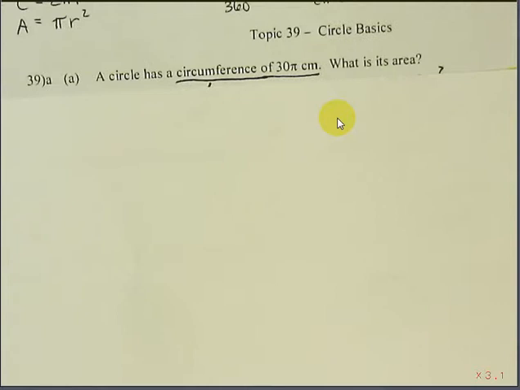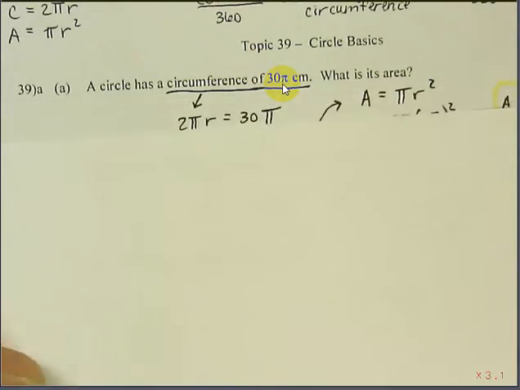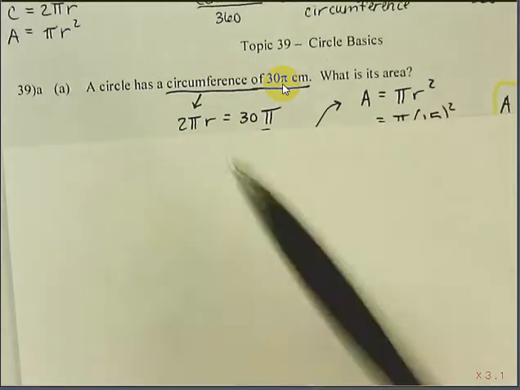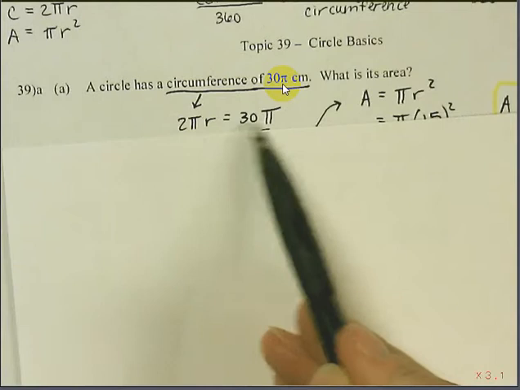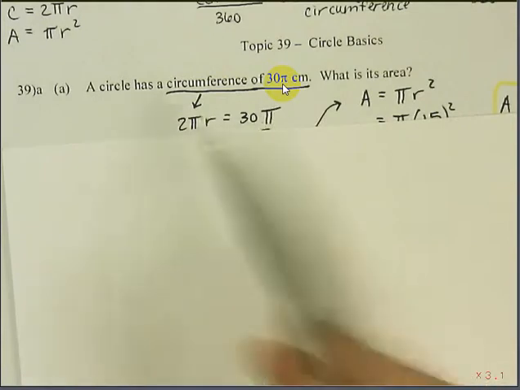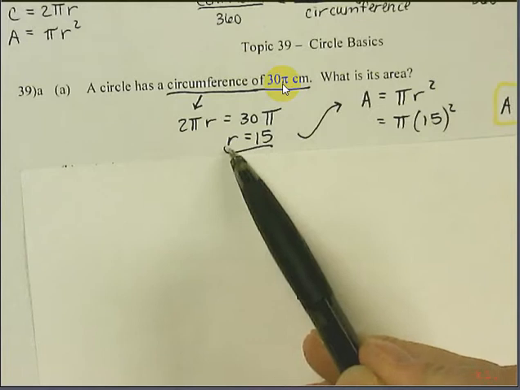Okay, so 39A. A circle has a circumference of 30 pi centimeters. What is its area? Well, you could do this in your head or use a formula to solve for the radius. If we know the circumference of a circle is 30 pi, one way to deal with this is setting up an equation where we know twice the radius times pi, or 2 pi r, has to be equal to 30 pi. Well, these pi's can both cancel, and so we get 2r equals 30, we get radius equals 15.